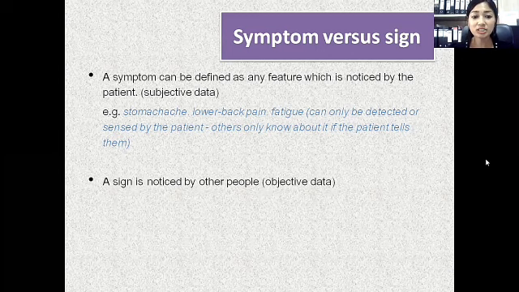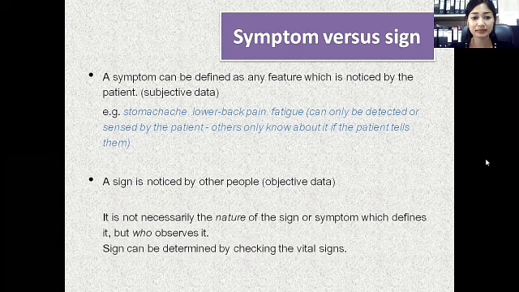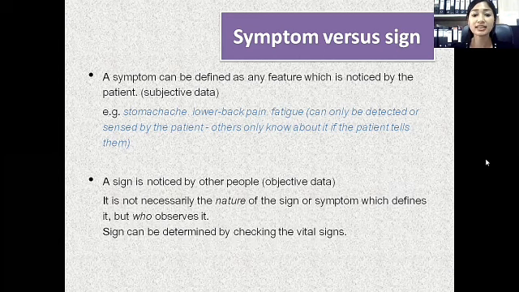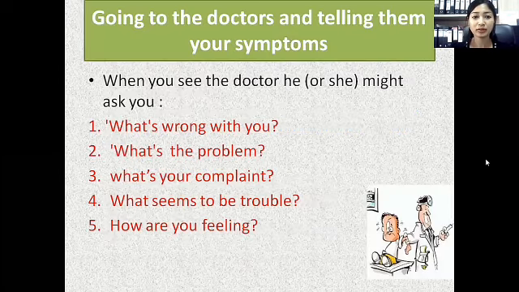And then a sign is noticed by other people, or we call it objective data. It is not necessarily the nature of the sign or symptom which defines it, but who observes it. Signs can be determined by checking the vital signs. Well, when you're going to the doctor, you have to tell them your symptoms. The doctor may ask you: what's wrong with you? What's the problem? What's your complaint? Or what seems to be the trouble? Or how are you feeling?